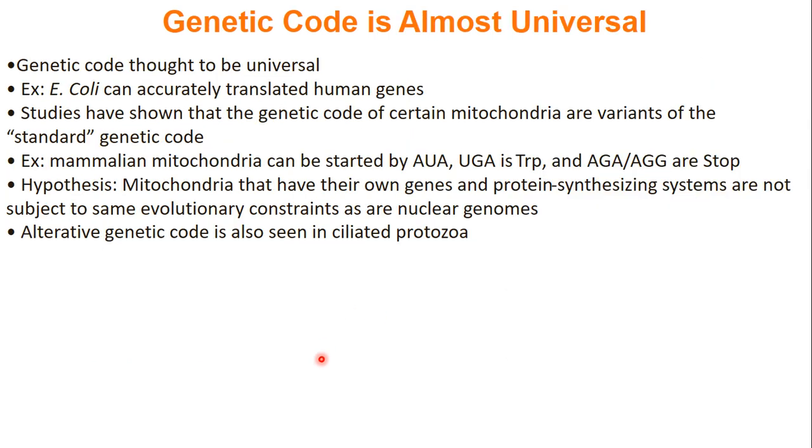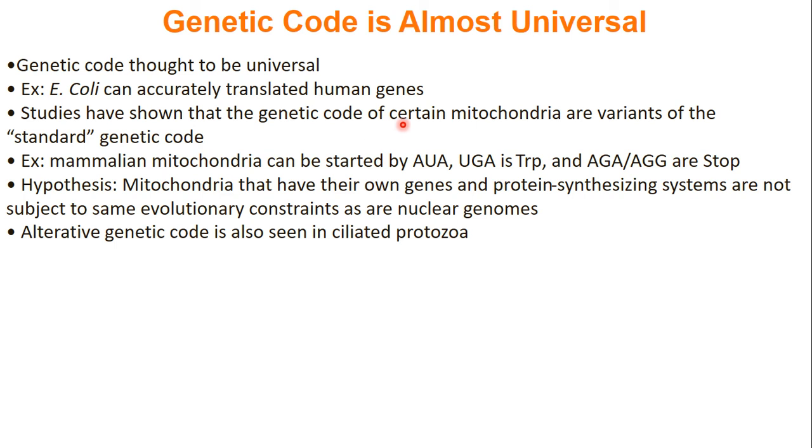Now, the genetic code is mostly universal. So this is actually a big benefit when we're doing biochemistry in the lab and we want E. coli to make human genes. They can read the mRNA, no problem, because we have the same codon, the same code. But there are some variants in the genetic code.